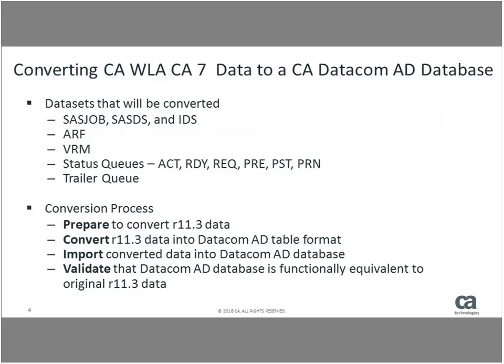Okay, let's go into here. You're familiar with pre-R12 CA7 having a set of database files, the combination of the SASJOB, the SASDS, and the IDS, the ARF, and the VERM files. That's what made up the database prior to R12 and contained all of the data needed to schedule and submit and work with your jobs.